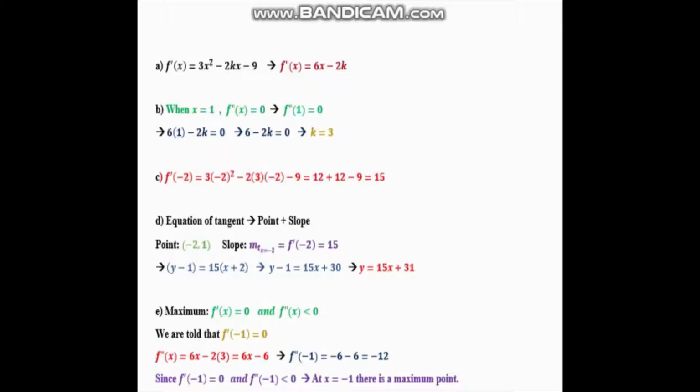So this is what I've done right there. When x equals 1, f double dash equals 0. Hence, I've just plugged 1 into this x and I've obtained 6 minus 2k equals 0. Hence, k equals 3.